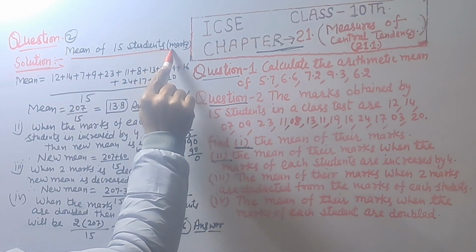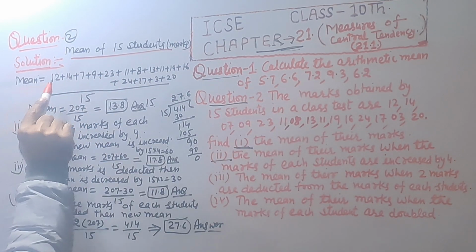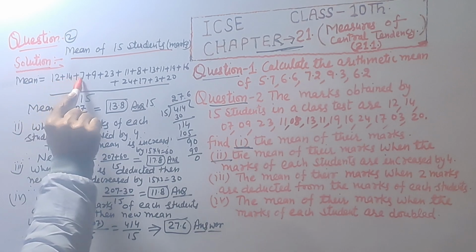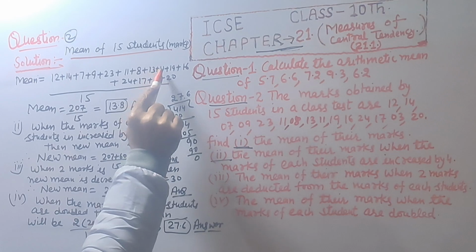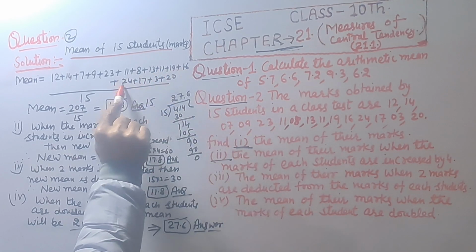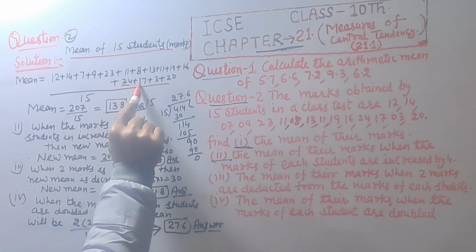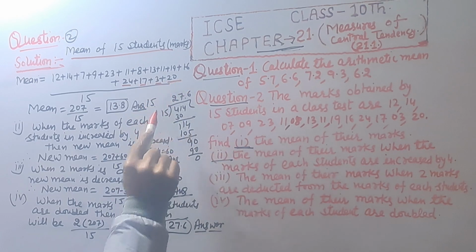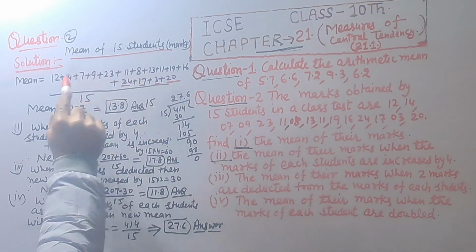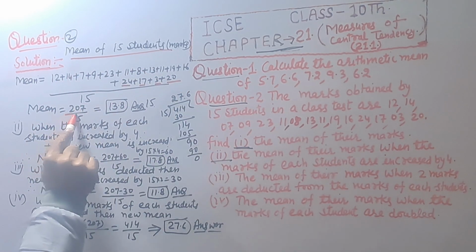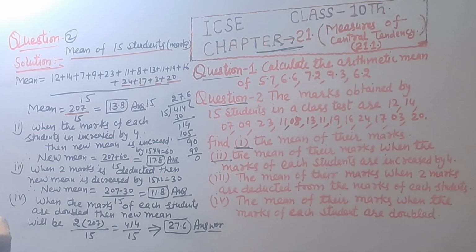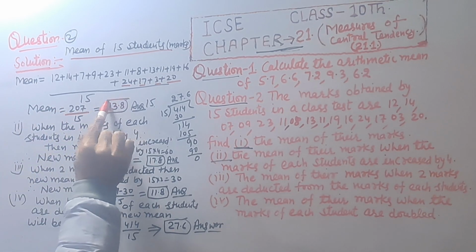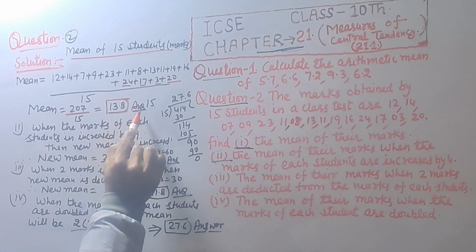Mean of 15 students' marks is equal to 12 plus 14 plus 7 plus 9 plus 23 plus 11 plus 8 plus 13 plus 11 plus 19 plus 16 plus 24 plus 17 plus 3 plus 20. That is, total sum is equal to 207 divided by total number 15. So required mean is 13.8. Answer.